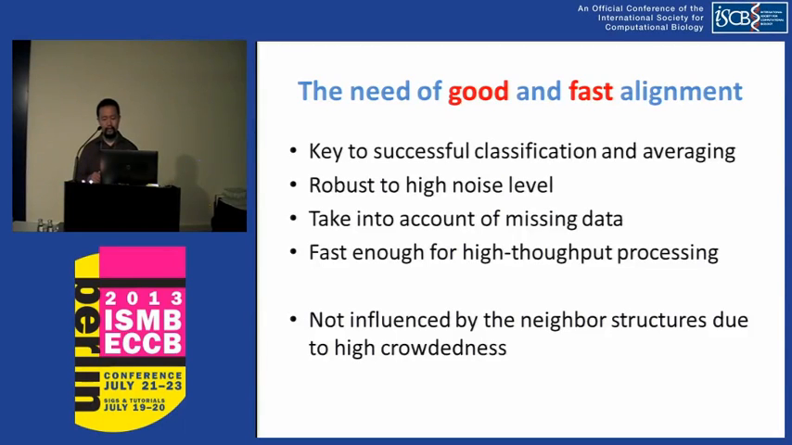For such an alignment method, we need it to be robust to a high level of noise and also take into account the missing data, and it needs to be fast enough for high throughput processing. And in addition, it needs to be resistant to the existence of neighbor structures due to high crowdedness.